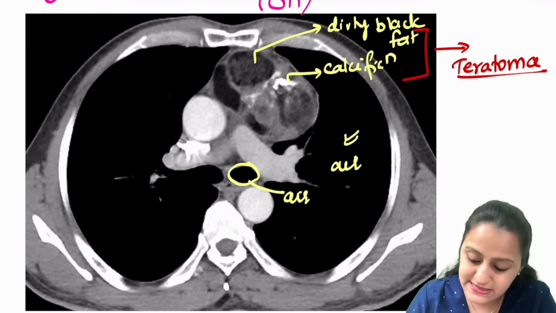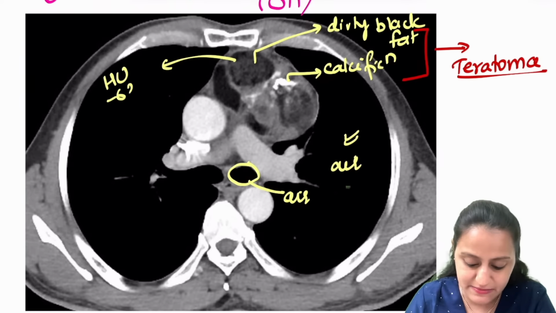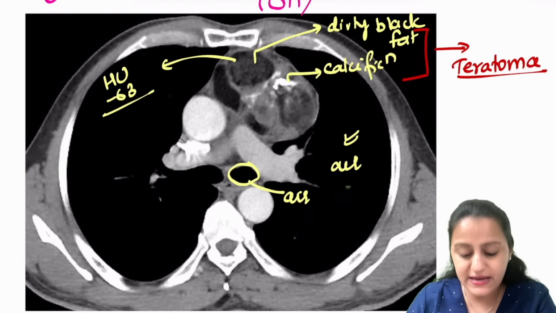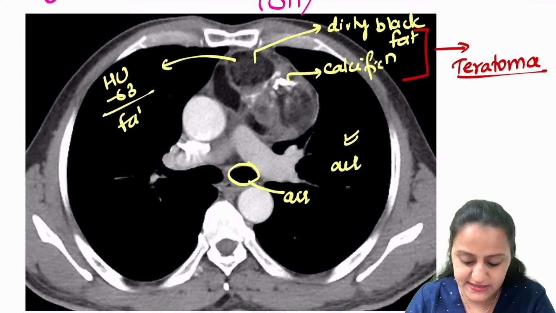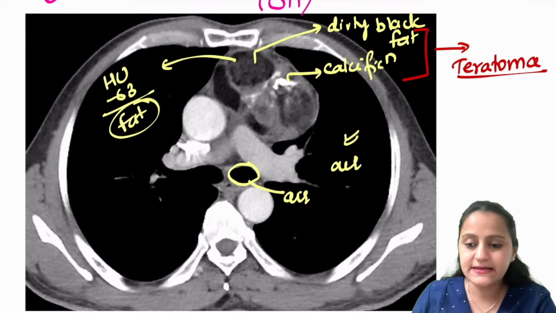The question asked in the NEET PG exam was, in the image, HU was labeled as, let's say, minus 63. And they had asked the interpretation, what is this? This is a fat containing mass. Okay, fat containing mass. Absolutely right.